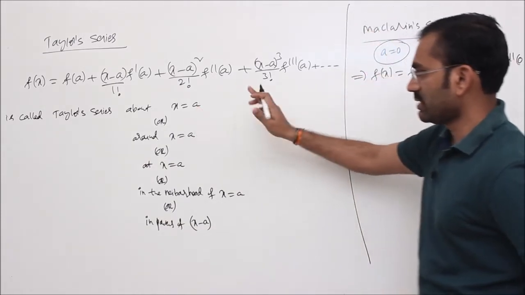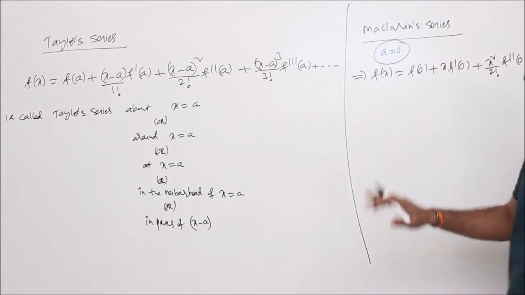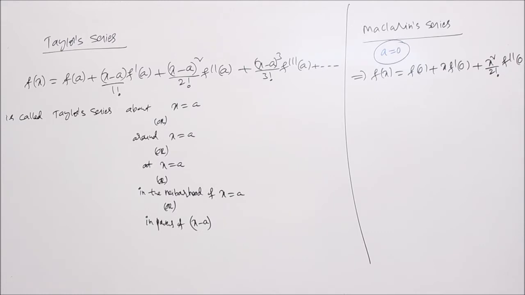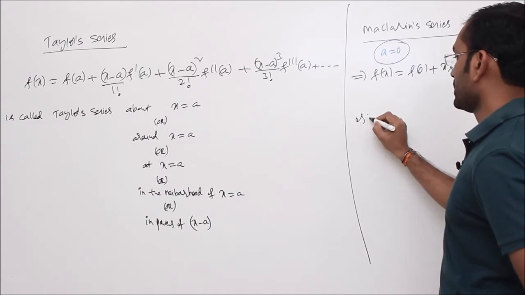About x equal to 0, or Taylor series around x equal to 0, or at x equal to 0, or Taylor series in the neighborhood of x equal to 0, or Taylor series in powers of x. You can say a Taylor series in powers of x. Now, we'll consider one example.